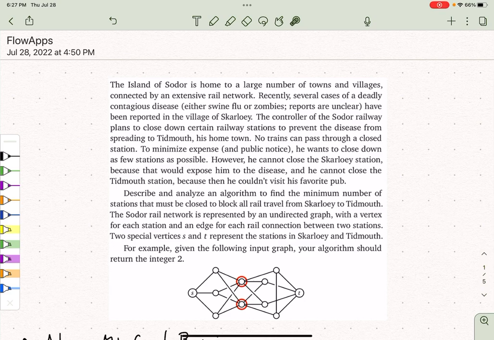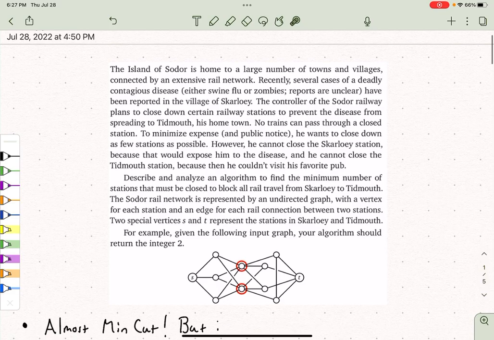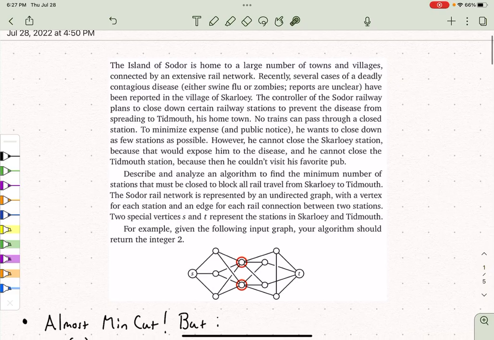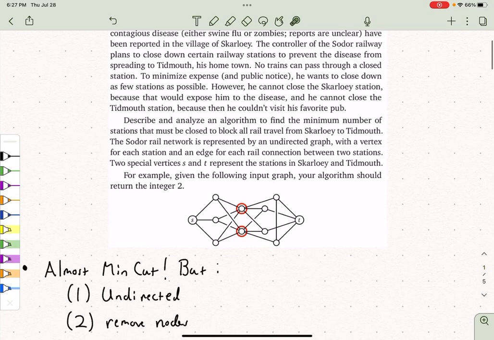So just from that, it sounds almost identical to the MinCut problem, because in the original MinCut problem, the motivation was to literally destroy railroads so that you couldn't get from the one city to the other. So it's basically MinCut, but there's a few differences. The first thing is it's an undirected graph. It's not directed. That won't be a huge deal though. And the second problem is we're removing nodes here, not edges.